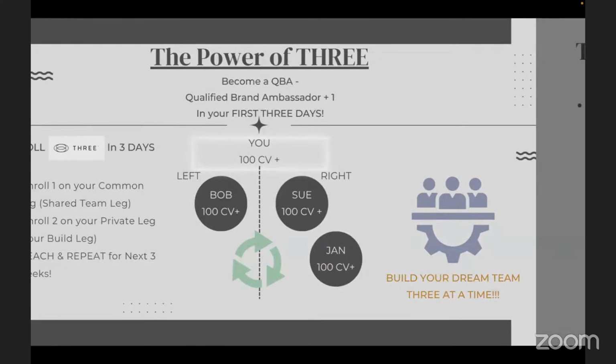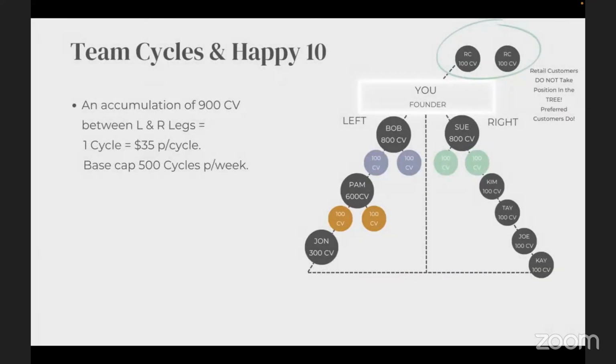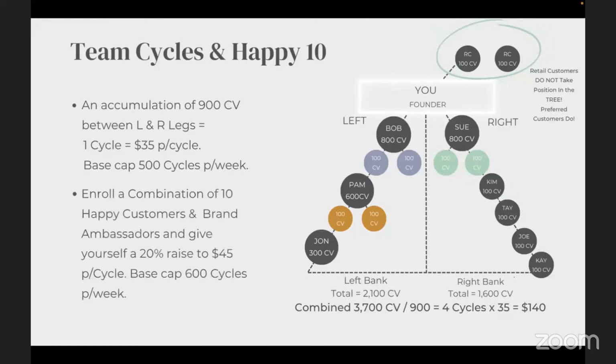Now let's keep going. This is an example of the cycles and the happy 10, etc. People are coming, more volume coming. The base is $35 per cycle, maximum 500 cycles. In this example, you see the example with the $35, and then the example when you get the 10 happy customers or brand ambassador combination, and you give a ratio of almost 20% yourself, and you can get up to 600 cycles. That's the powerful thing about the happy 10.